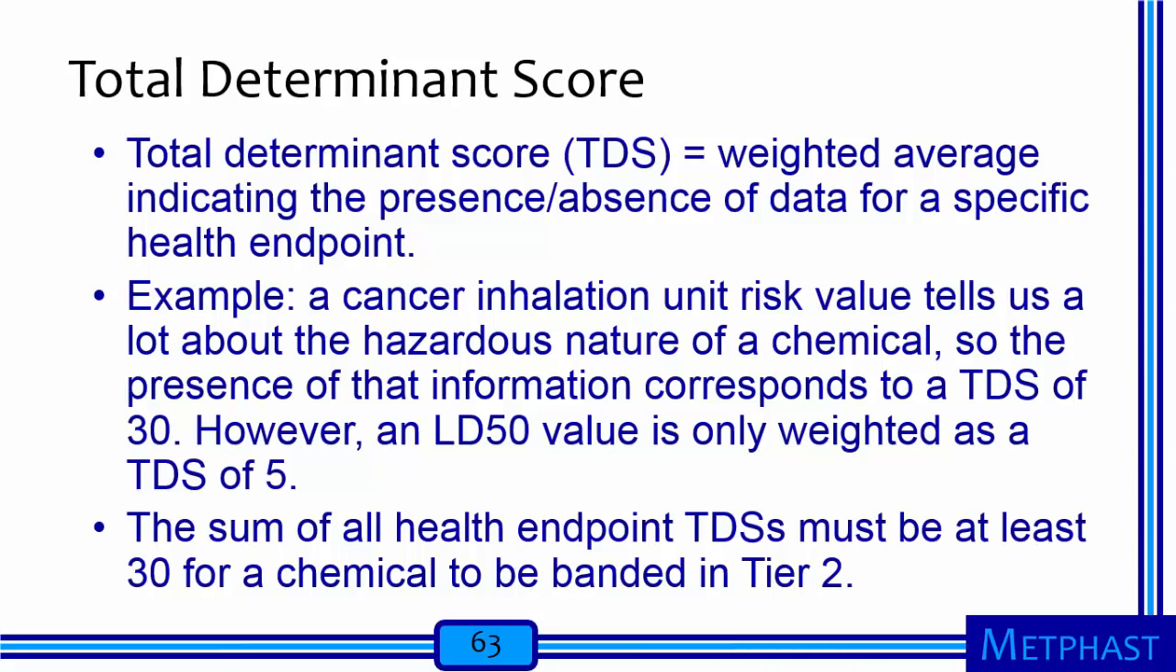For example, a cancer IUR, or an inhalation unit risk, which is a quantitative potency measure of cancer risk, describes a lot about the hazardous nature of a chemical. And so the presence of this information contributes 30 points to the TDS. An LD50 value contributes only 5 points. And the sum of all health endpoint TDSs must be at least 30 for a chemical to be banded in Tier 2. As mentioned earlier, this is done automatically by the NIOSH software.